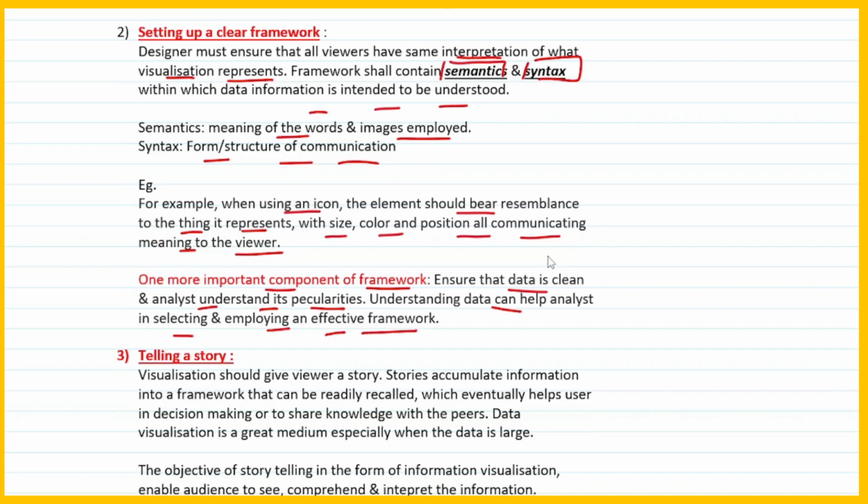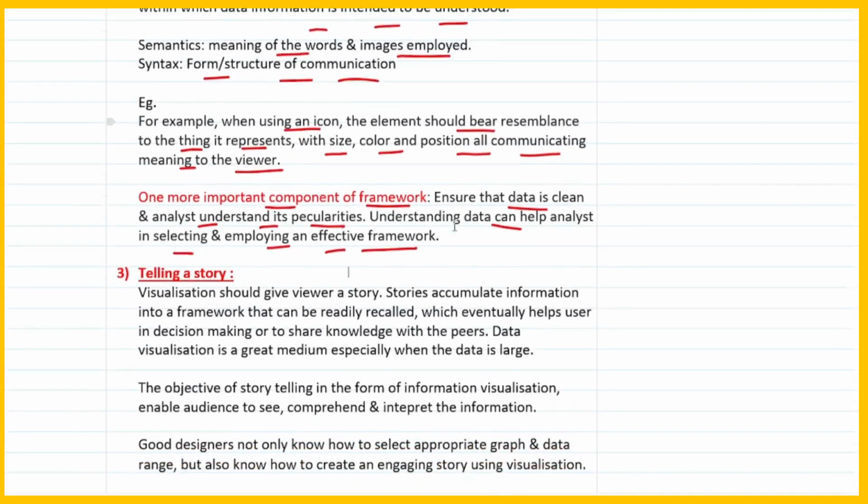If the data is understood properly, then the analyst would be able to select and employ an effective framework. So the most important thing in this point is semantics and syntax. If you understand this, that's more than sufficient for you to explain the point of setting up a clear framework, right?